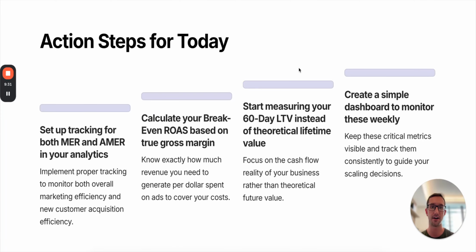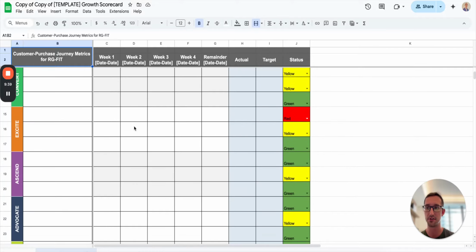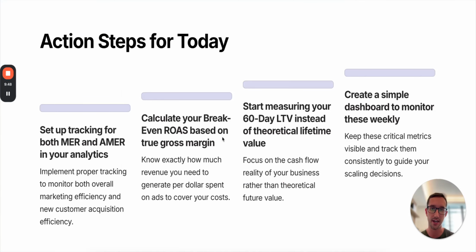So what can you do with this now? You can make yourself a basic little scorecard. This is one that I use. This is from Digital Marketer. And you can track each one of your metrics on a weekly basis. And I sit down every Monday and I track these and I make sure that we are growing profitably. So the first thing is deciding on your gross margin and your break-even ROAS using that calculation that I provided, laying out your MER and your AMER targets of what you can afford to spend, and then calculating your 60-day LTV to know how many of your customers are coming back and making a second purchase. Track each one of those on your scorecard every single week.